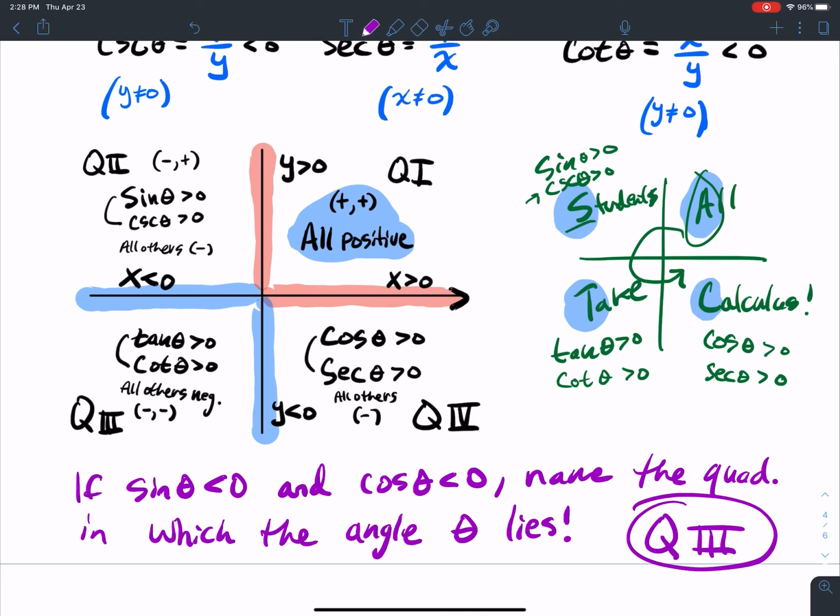Okay, so hopefully that will help you out as we start to do more complicated problems, and you're given certain angles, and then you're asked to find what the angle is and the quadrant where it falls.